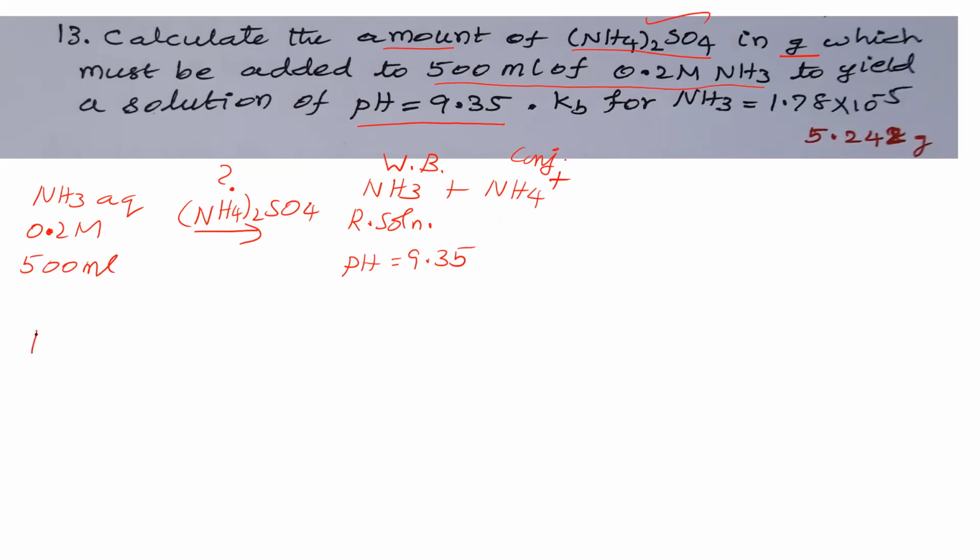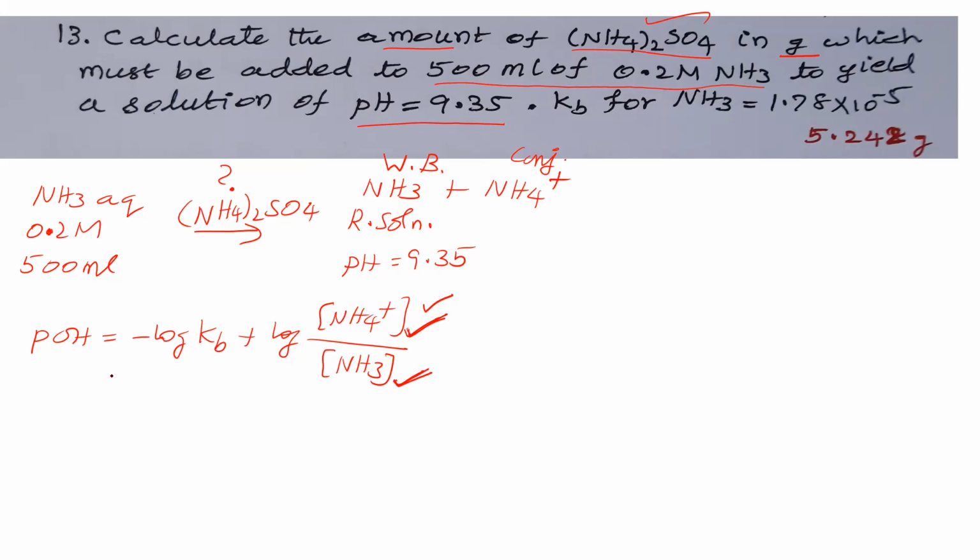For a basic buffer solution we use the formula pOH is equal to minus log Kb plus log of salt by weak base. The salt is the ammonium ion, and the weak base is ammonia. Don't substitute ammonium sulfate here. For the weak base ammonia, its conjugate, the ammonium ion, we have to substitute here.